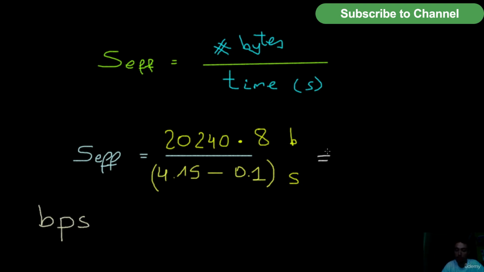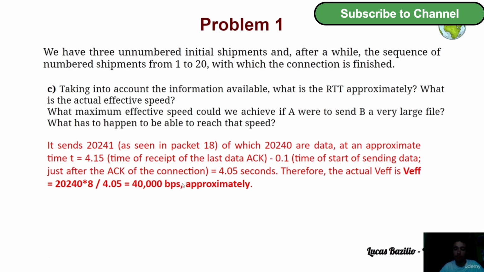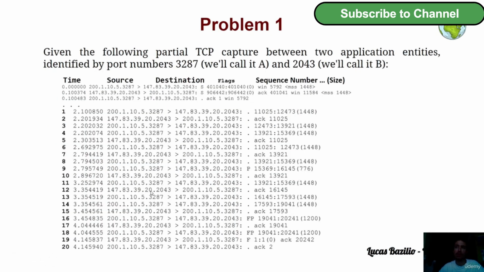So let's compute this. This gives us a value of around 39,980.24 bits per second, that we can round as well, and this is around 40,000 bits per second. This is the approximate actual effective speed for this TCP connection. As we can see, very simple. We write the number of bytes in the numerator, we transform these to bits, and below on the denominator we have the time of the TCP connection, and we need to subtract the time to establish the TCP connection.